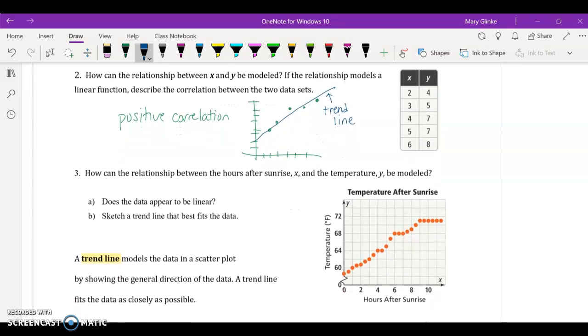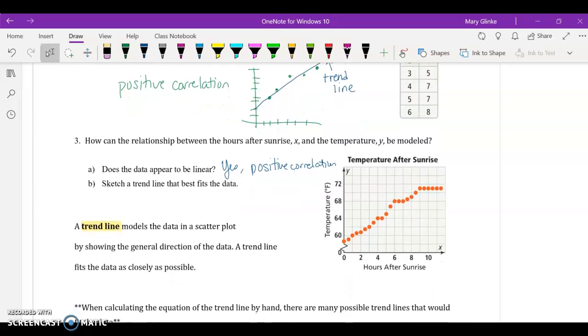So looking at this next one, we can see that yes, this is correlated. They kind of follow a pattern here. And looking at this, they kind of go up, both your x and your y values. So yes, this looks like a linear correlation and it is a positive correlation. And so therefore we can say that hours after sunrise increases as the temperature increases. So we can draw our trend line in here.